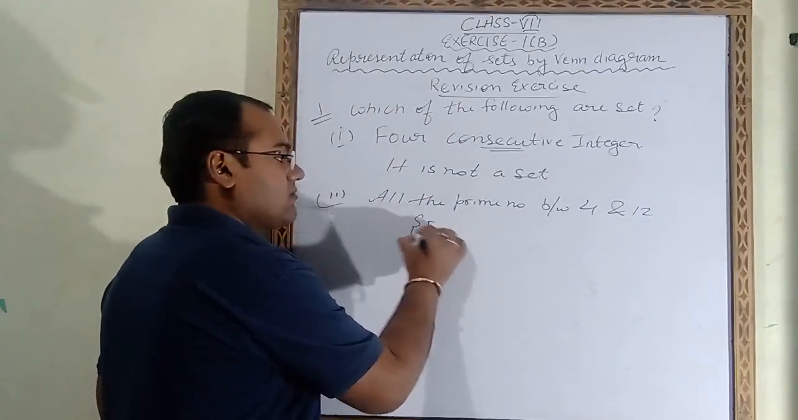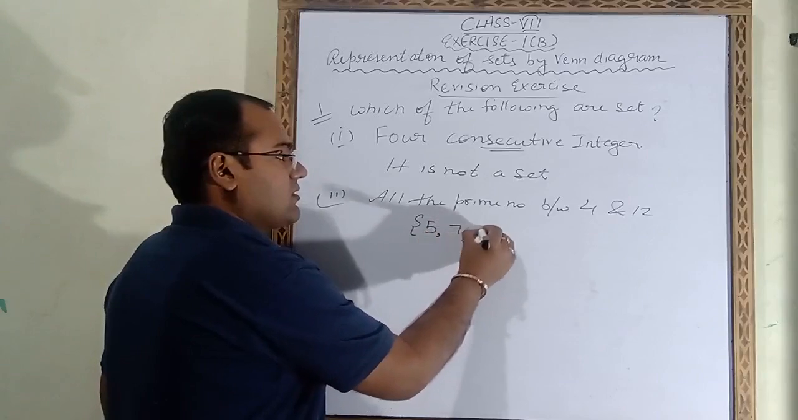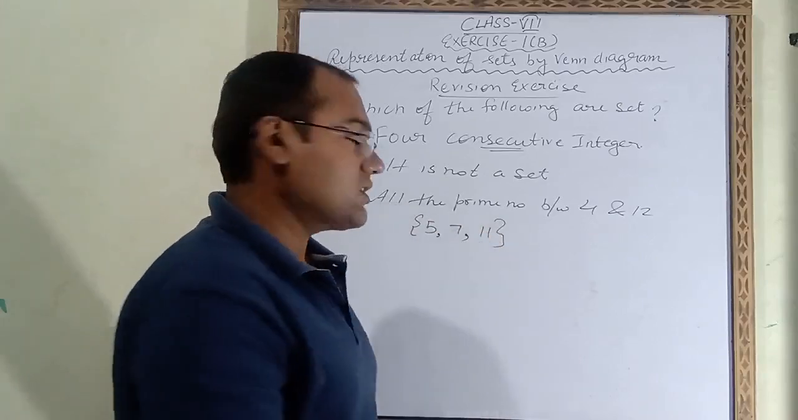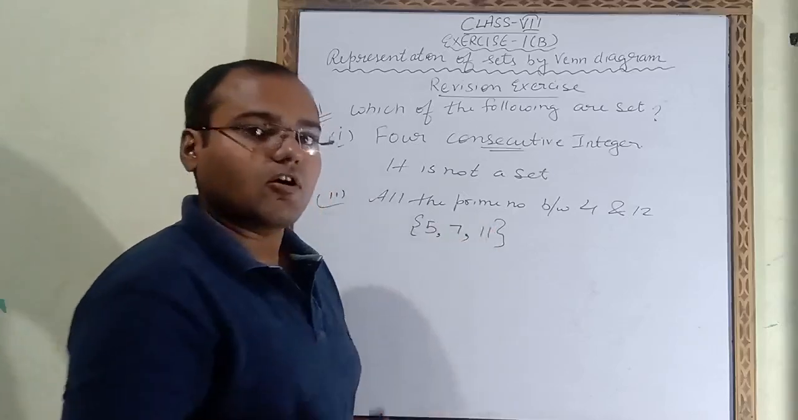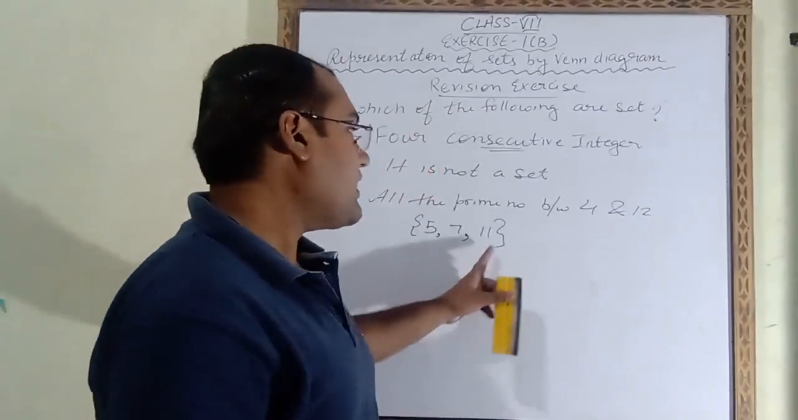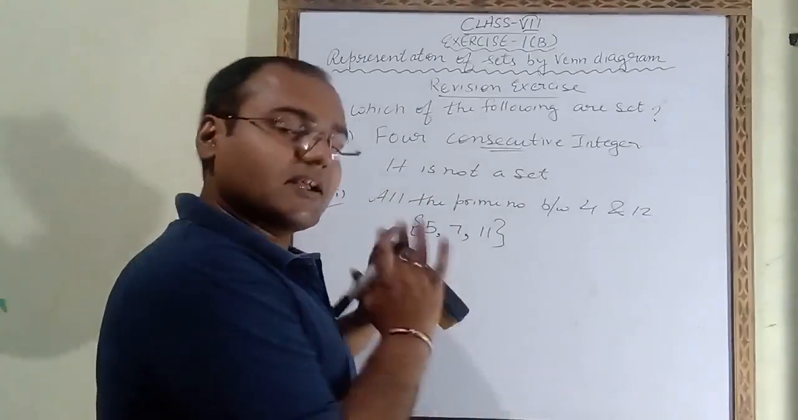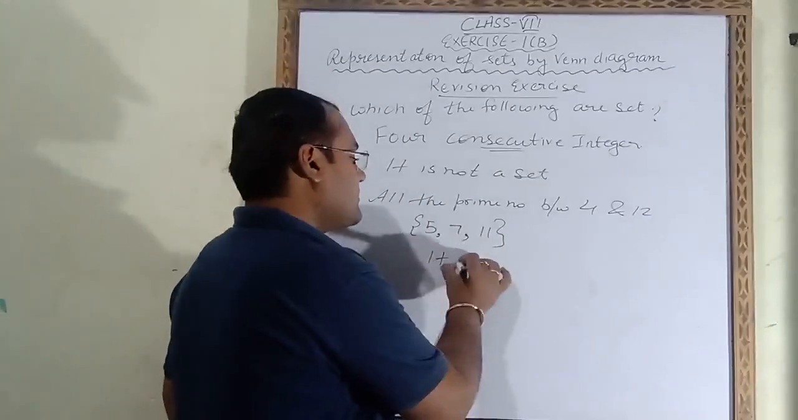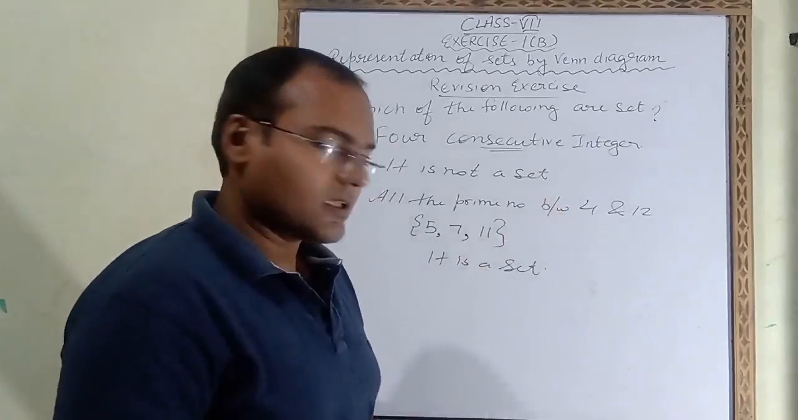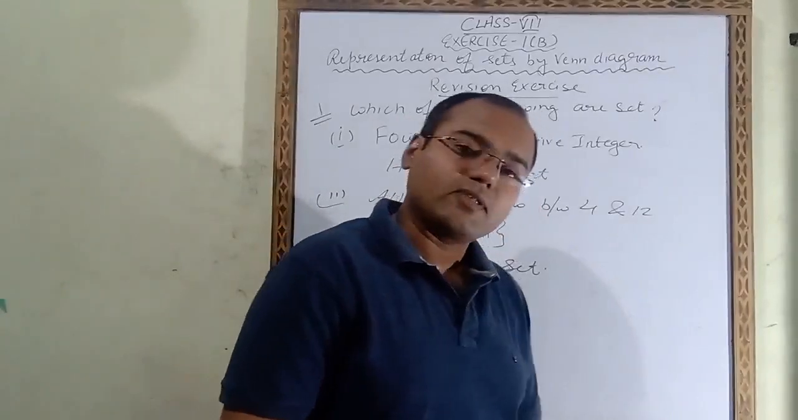5, 7 and 11. These 3 numbers are prime numbers because they are coming in the table of 1 or in the table of themselves. So these three are prime numbers. So we got the answer. That means it is a set. Now come to question number 5.